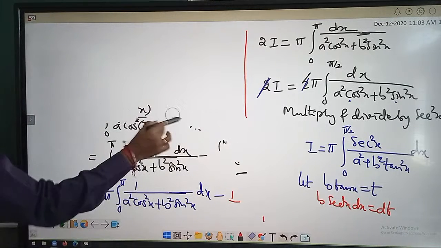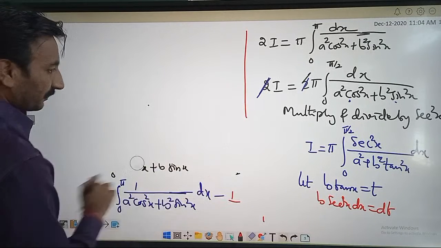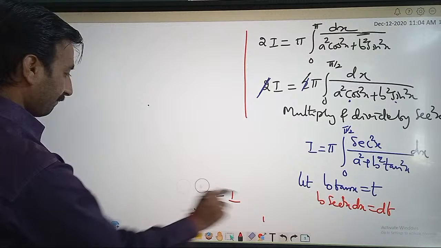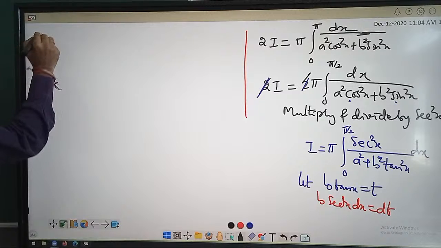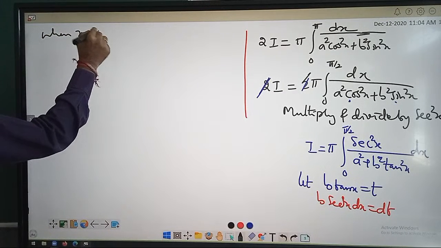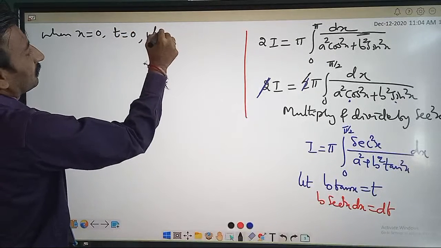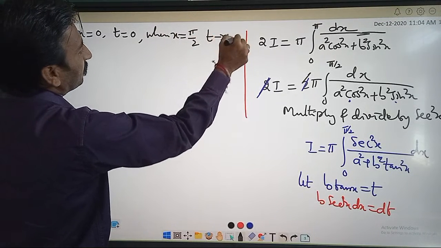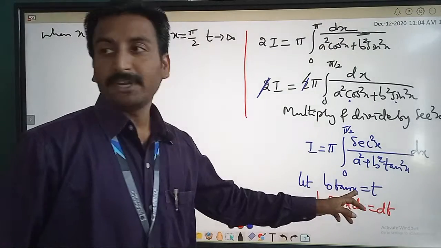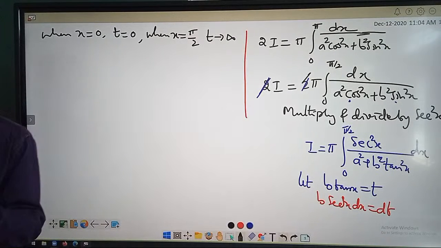One more thing I need to do: the limits also change here. What is the limit now? When x equal to 0, t is also 0. When x equal to pi by 2, what is t? t tends to infinity. When x equals pi by 2, tan pi by 2 is infinity. So equal to should not be written usually. Tending towards infinity. Infinity is not a fixed number. Reaching towards infinity, going to a large number.